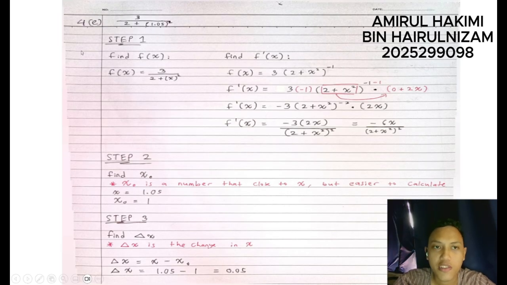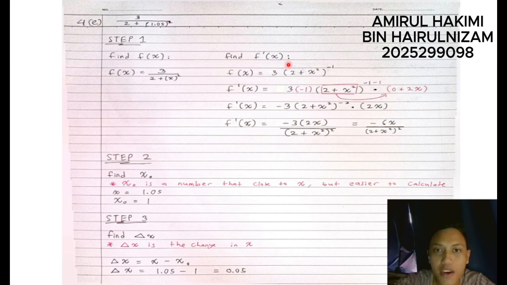Moving to question 4e, we have 3 over (2 + 1.05 squared). This question has a decimal, and the decimal is hard to calculate, so we change it to x. So f(x) equals 3 over (2 + x squared).